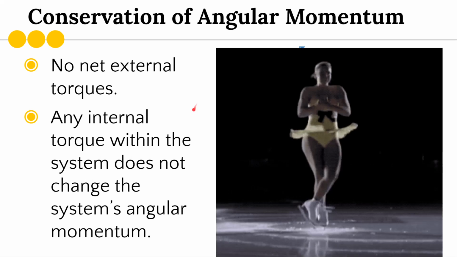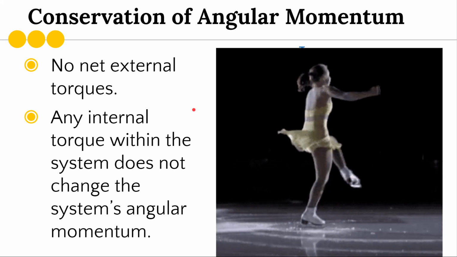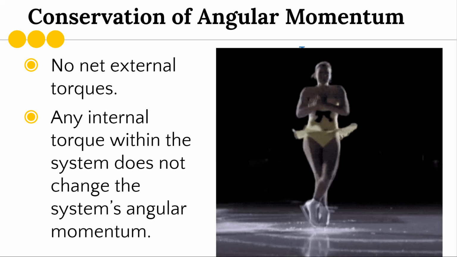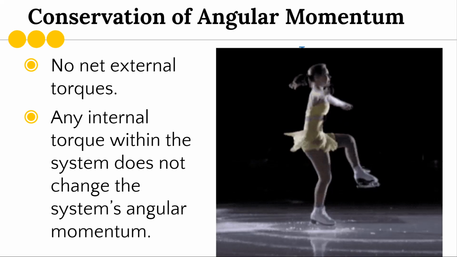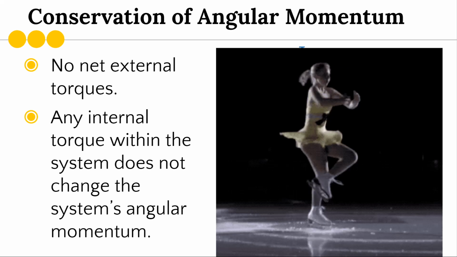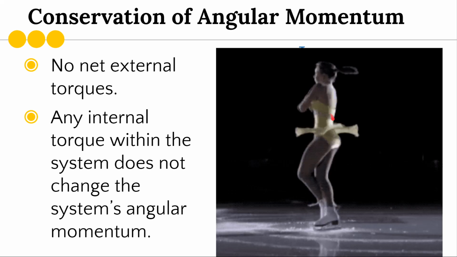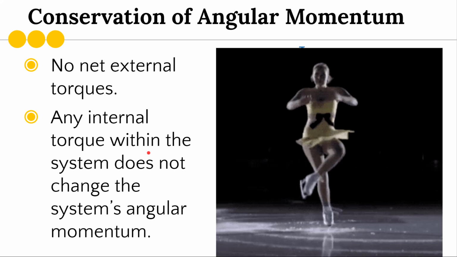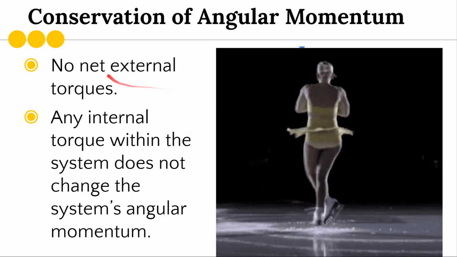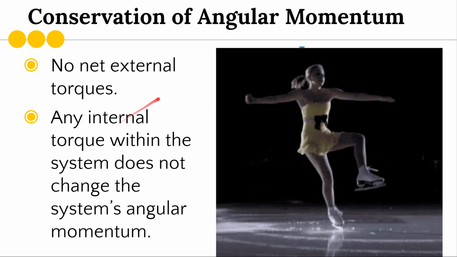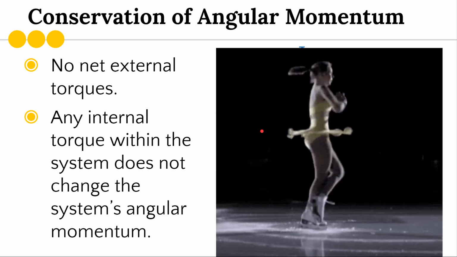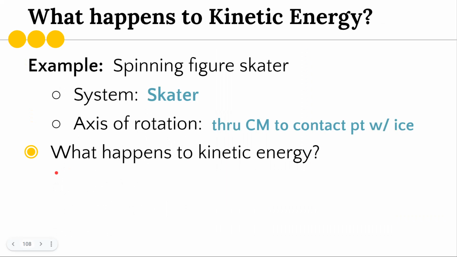And you can see it here. Here's a skater doing it. So her arms are out. She's going to bring them in, and when she does, you can watch her get faster. Because as she brings her mass inward, she's going to increase in her speed. All right. So again, there's no net external torque here. Everything that's happening is within the system. So she has the same angular momentum, but she does not have the same velocity.